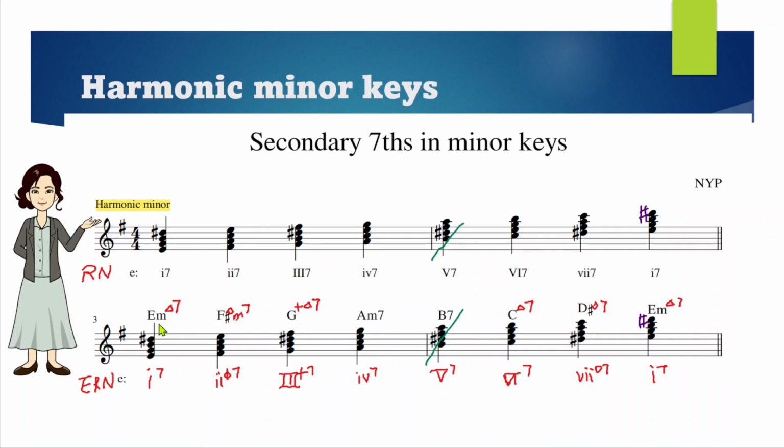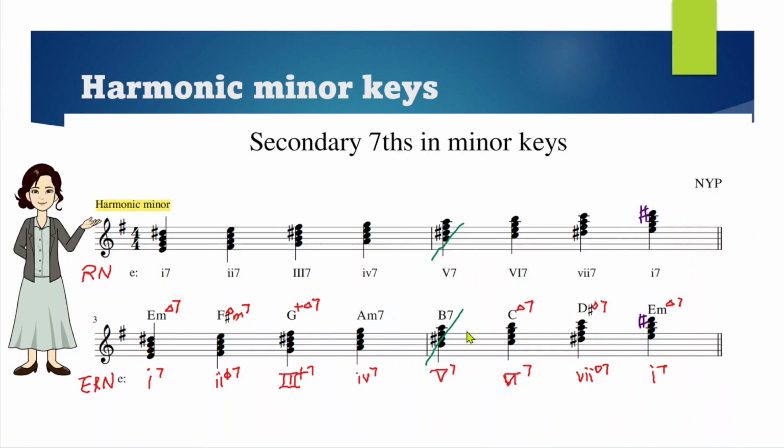Let's look at the chord symbols. I 7 is known as E minor triangle 7. It's according to the root of this chord. The second one is F sharp half diminished 7. The third chord is G augmented major 7. And the fourth one is A minor 7.